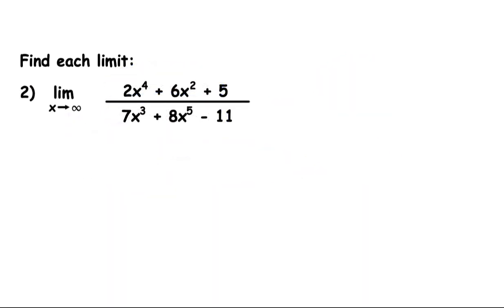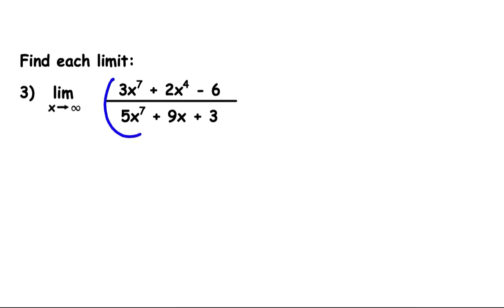Here in number 2, the degree of the denominator is actually larger. The numerator's degree is 4, that's pretty obvious. The denominator looks like it might be 3, but it's actually 5th power. As a result, the limit as x approaches infinity is simply 0. Number 3, we have a degree that's the same. Both of them are 7th powers. You're heading towards infinity, so the answer is simply 3/5.